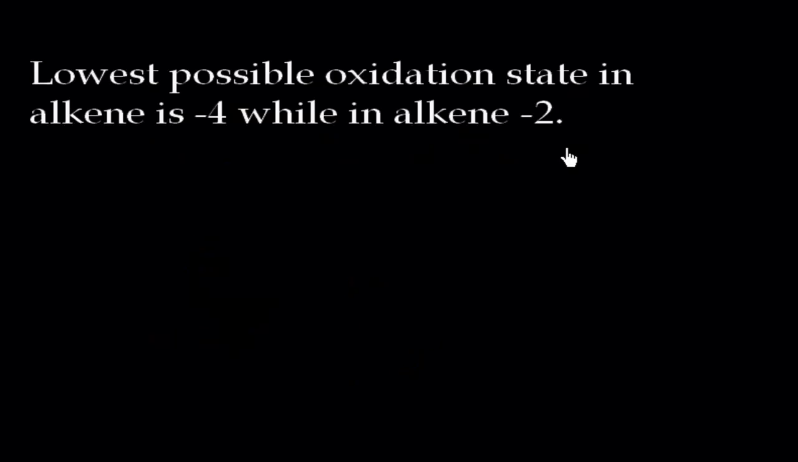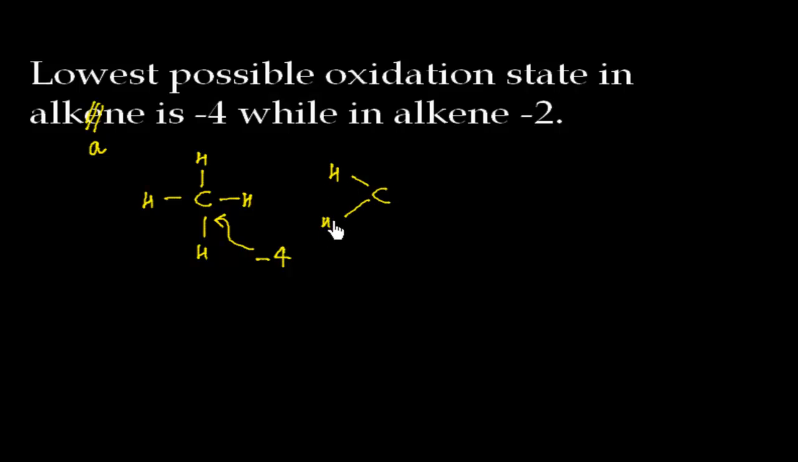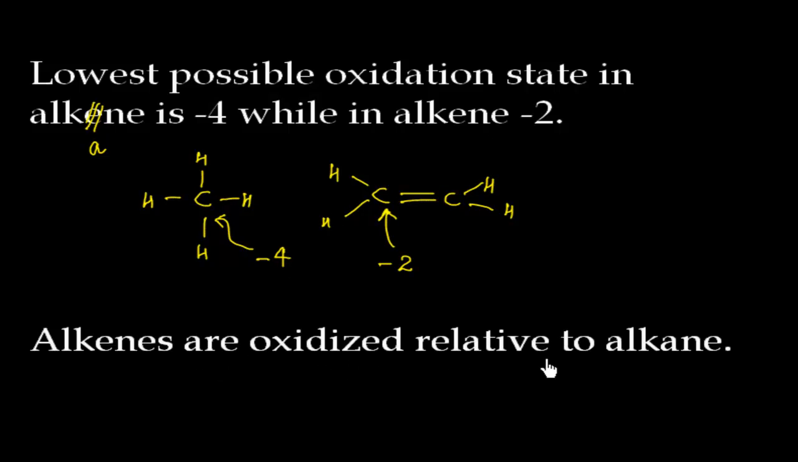So you see, the lowest possible oxidation number in the case of alkane is -4, while in the case of alkene it is -2. We have already said, if I have an alkane, in this case carbon has an oxidation state of -4, and if I have this alkene, carbon has an oxidation state of -2. So we can say the lowest possible oxidation state in alkane is -4, while in alkene it is -2. So we can say alkenes are oxidized relative to alkanes. Higher oxidation number means more oxidized, so alkene is more oxidized because it has a higher oxidation number, that is, -2 is higher than -4.